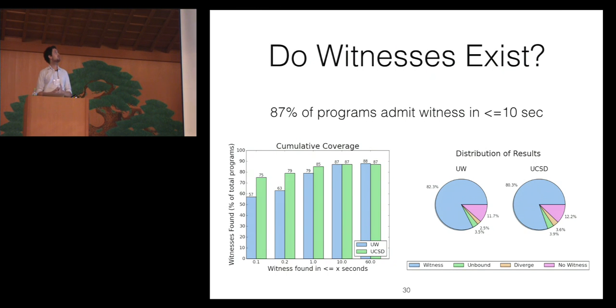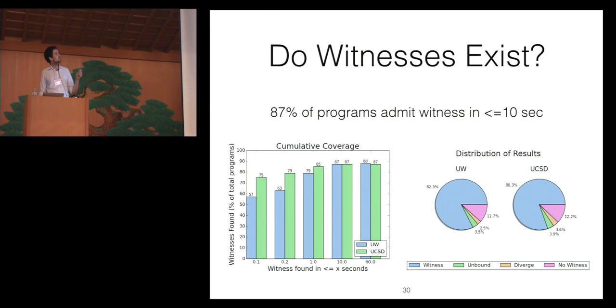So to answer the first question, do witnesses actually exist? We checked all the programs, and we found that for 87% of them, we can find witnesses in 10 seconds or less. And if you restrict yourself to 1 second or less, we can find witnesses for either 79 or 85% of them. And I point out the 1 second boundary because that's on the order of what you could integrate into your edit, compile, debug cycle. So this is actually something you can use interactively.